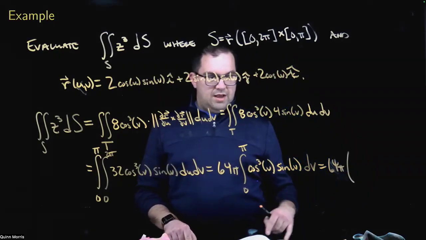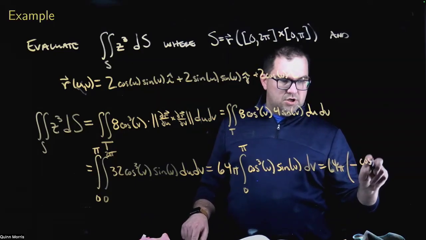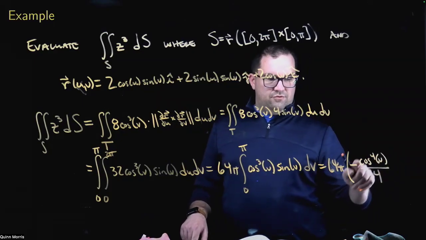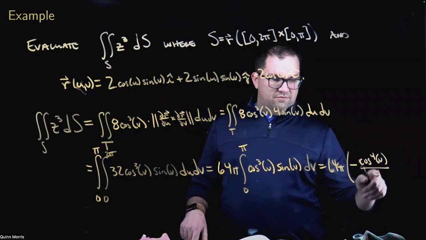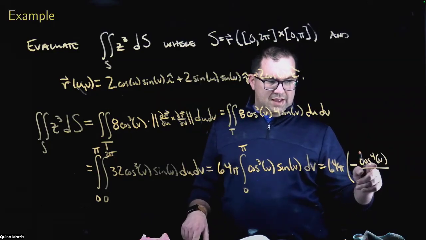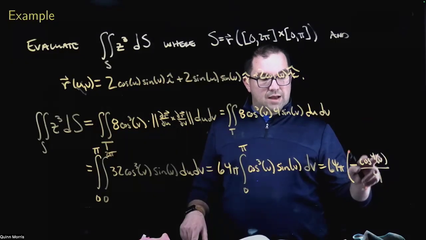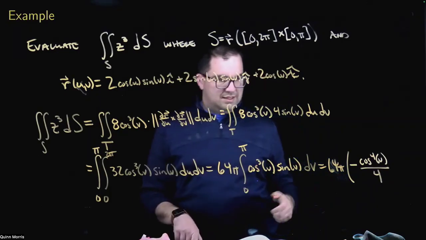Okay, but then the antiderivative here will be something like, let's see, I think it's a minus cosine to the 4th of v over 4. Now let's see, if I took a derivative of that, what would happen? The 4 would come down, and you'd get 4 cosine cubed of v over 4. So the 4s would cancel. You'd have a minus cosine cubed of v times the derivative of cosine of v, which is a minus sine of v. The minuses would cancel. So I think that's right.